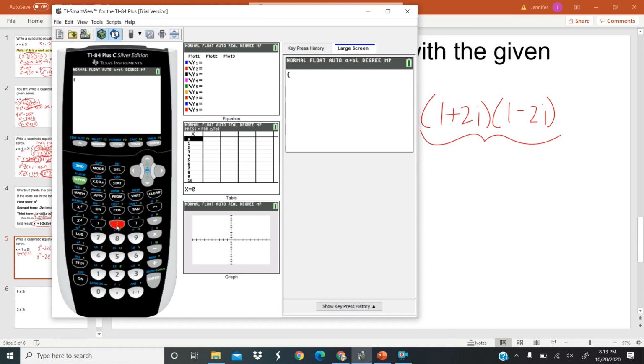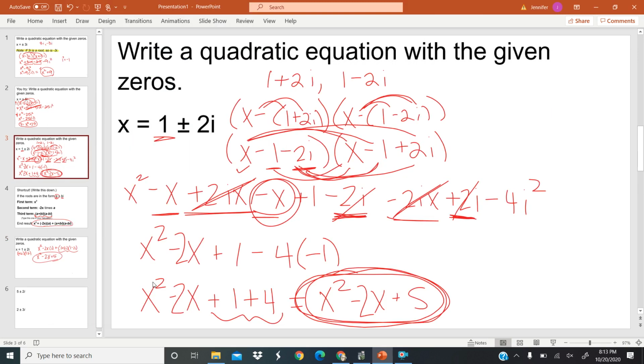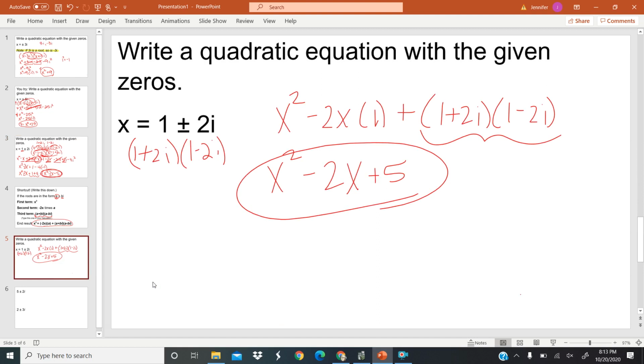So I'm going to put my parentheses and do 1 plus 2. To get the i in there, I'm going to hit second decimal point. And then I'm going to do 1 minus 2i. Whenever you type all of that in, it just gives you 5. So then you can come back here and write plus 5. And that's your answer. That's the same answer we got when I worked it out by hand, and it took a long time and I made a couple of mistakes. So you can just use the shortcut to get the same answer.